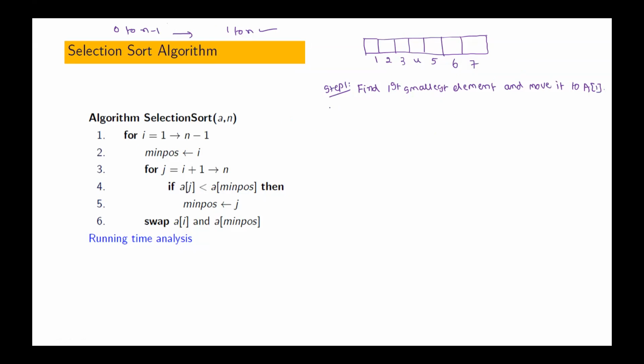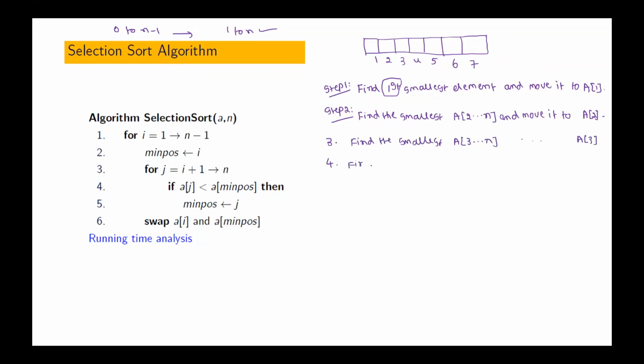Is that okay? Next step. Step 2, what is it that we do? Find the smallest from 2 to n and move it to A of 2. What is the next step? Find the smallest from A of 3 to n and move it to A of 3. Then find the smallest in A4 to n and move it to A4. Next, and so on.